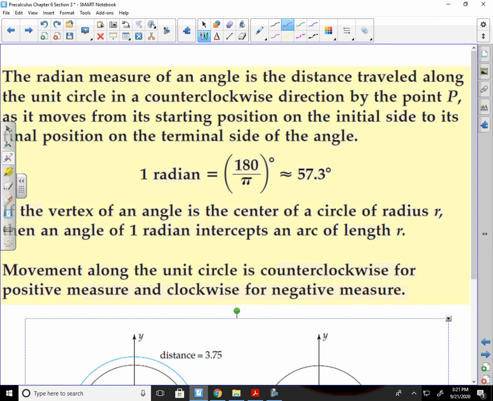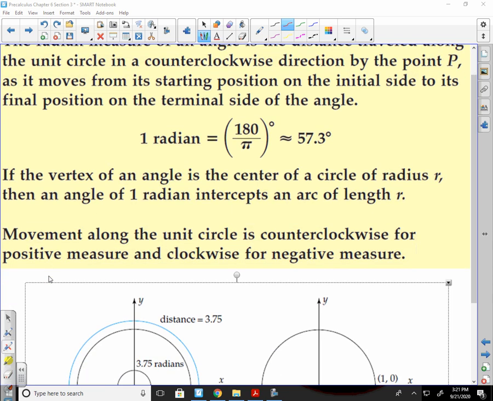1 radian is equal to 180 over pi degrees, which is about 57.3. If the vertex of an angle is the center of a circle of radius r, then an angle of 1 radian intercepts an arc of length r. Movement along the unit circle is counterclockwise for positive measure and clockwise for negative measure.